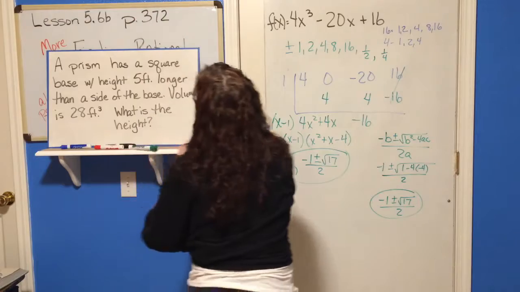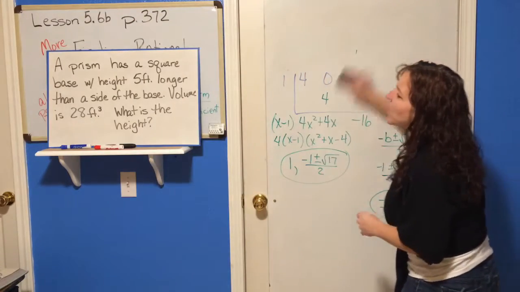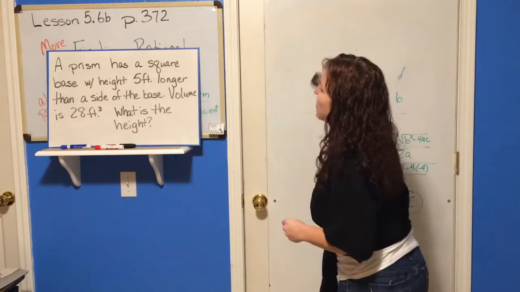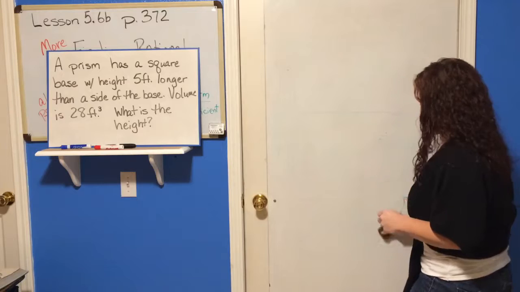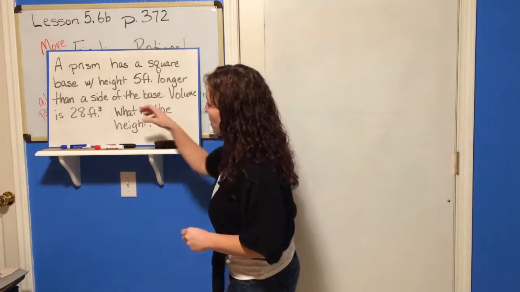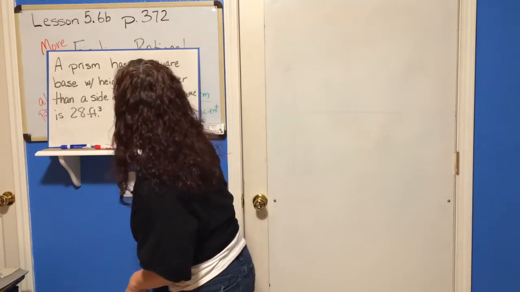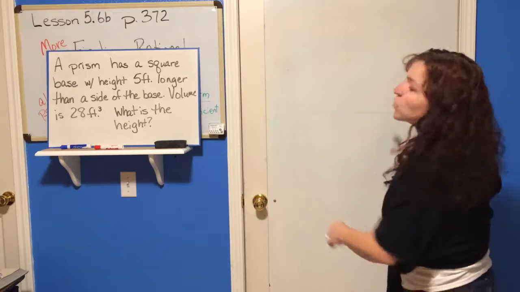A prism has a square base with a height that's 5 feet longer than either side of the base, and the volume is 28 feet cubed. What is the height? Okay, so you all are much better at drawing the pictures than I am, so draw your own and don't laugh at mine.